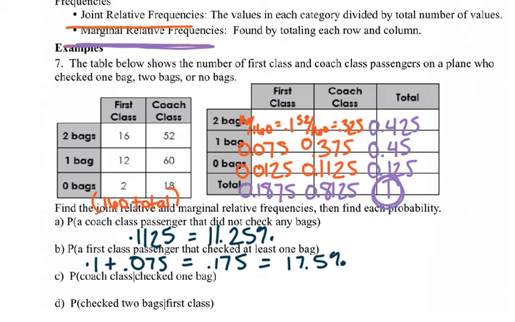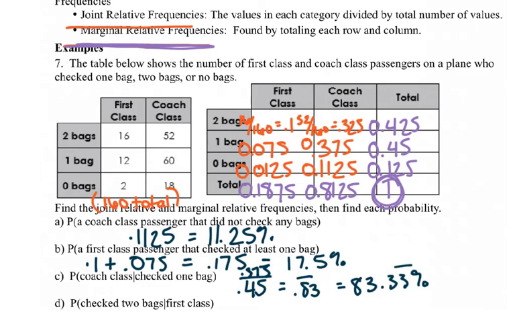Alright, C is my conditional probability. I want coach class given that they checked 1 bag. So the proportion of people who checked 1 bag was 0.45. And out of those, the people who were coach were 0.375. If I put that in, I get 0.8 with the 3 repeating, which is the same thing as 83.33%.